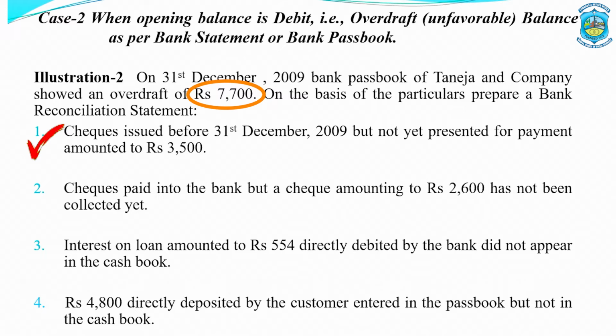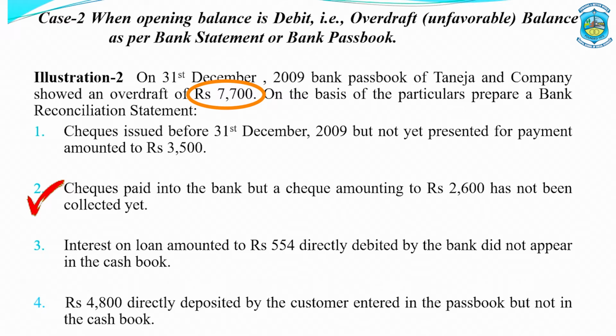So, checks issued before 31st December 2009 but not yet presented for payment amounted to rupees 3,500. It means we have issued these checks to our creditors, in the names of our creditors, worth rupees 3,500, but they did not present these checks in the bank. So the bank has not withdrawn this 3,500 rupees from our account.